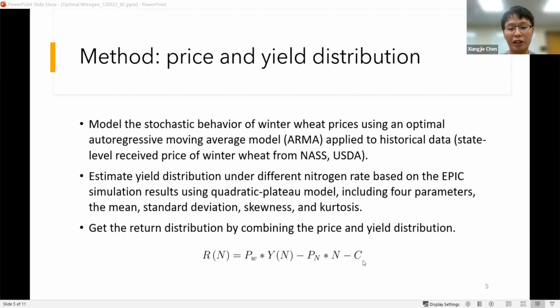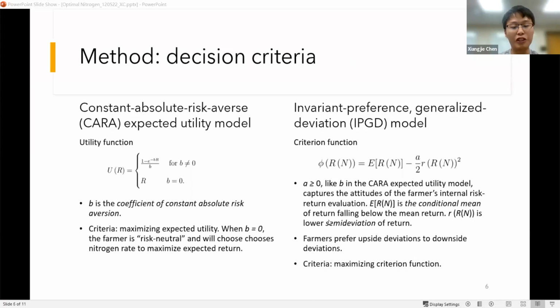Yeah, and also we assume there is a fixed management cost and other kinds of cost for other things. And for the decision criteria, we can consider 2 models. The first is the risk decision model, that is the constant absolute risk versus expected utility model.